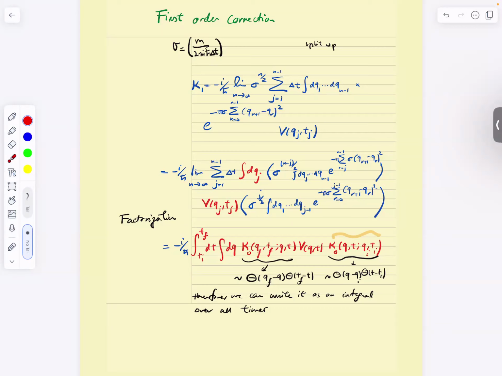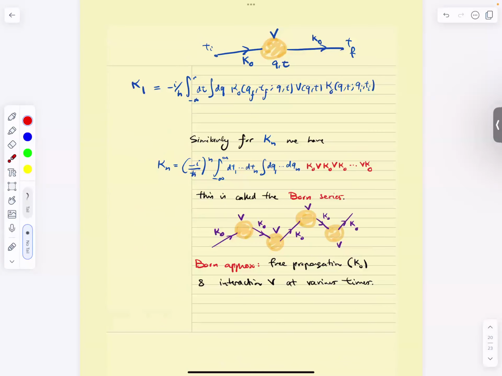So there is this that comes out. Structurally, the structure of perturbation theory looks like this. I shouldn't call this Feynman path integral. These are called Born series. The Kn term is minus i over h bar to the power n, integral of dt1 to dtn, dq1 to dqn, this structure. Then we diagrammatically write it this way.